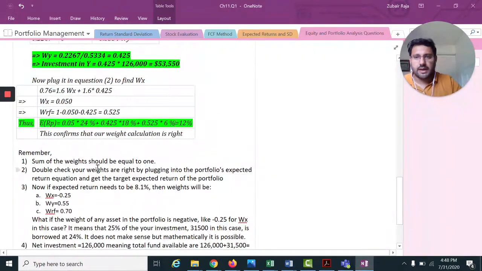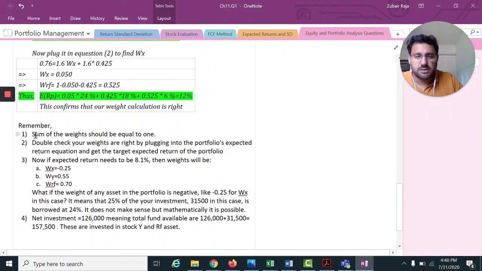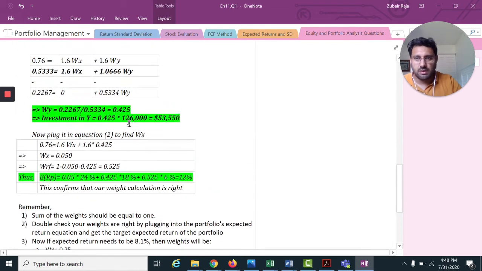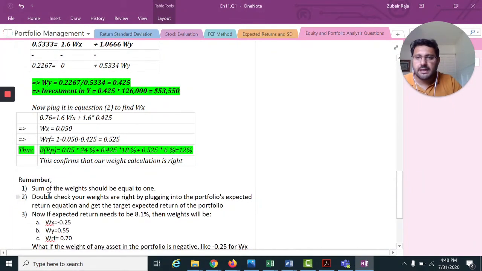Now again, the thing to remember in order to solve these types of questions is that you should always ensure that the sum of all the weights is equal to 1. So if you add up 0.425 plus 0.05 plus 0.525, it should be equal to 1, right? So double check it over here. I can clearly see that it is equal to 1. Double check these weights by plugging them in the expected return equation of the portfolio.